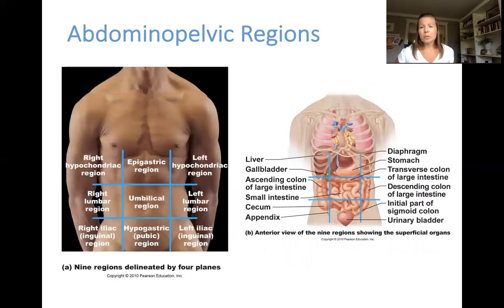And then the abdominopelvic cavity is further subdivided into nine regions, because that cavity is pretty large. So if you say that an organ is found in the abdominopelvic cavity, that's a huge area. So this further subdivides that large cavity into distinct regions so that you can be a little bit more specific about the exact location of a structure, an organ, or an injury.